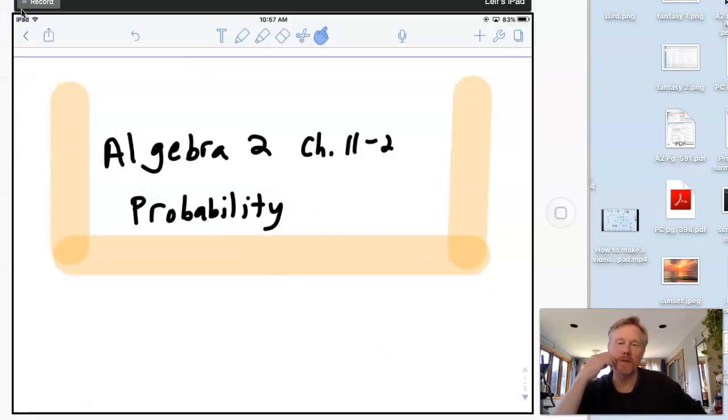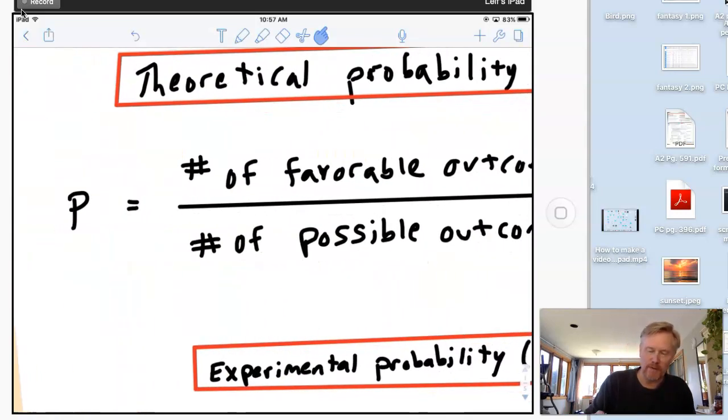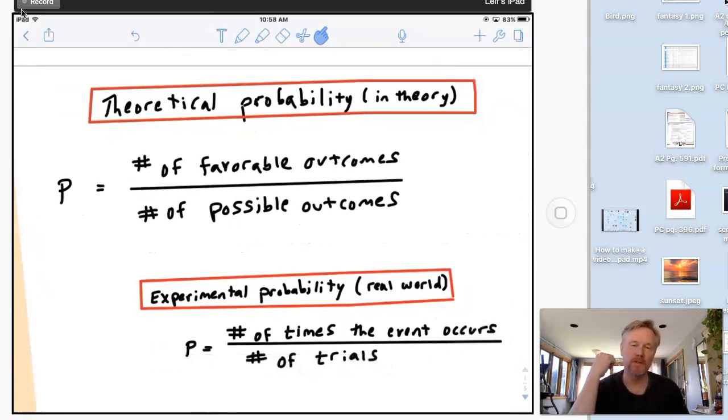Okay, good morning. Today, for Algebra 2, I'm going to be looking at Chapter 11-2 on probability. So a couple things. Let's talk about the definitions of probability. There's really two different kinds of probability. There's theoretical and there's experimental. So theoretical is really what it should be on paper, is the way I think of it. And experimental is what happens in the real world.